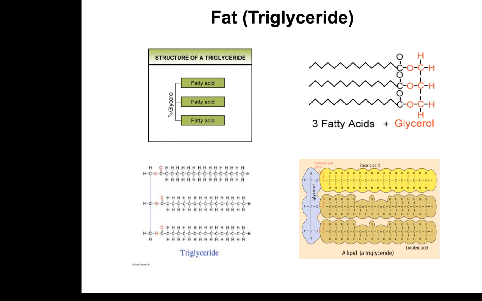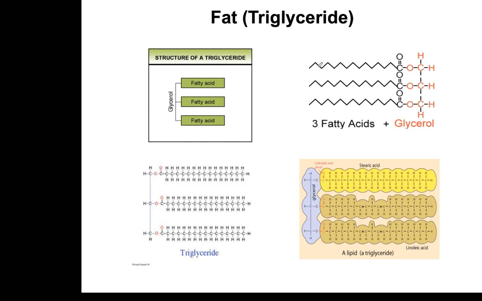Glycerol has 3 carbons. Each carbon of glycerol links with a fatty acid. So this is the glycerol molecule. You can see 3 carbons, and each carbon has a fatty acid connection. Triglyceride has 3 fatty acid chains. This fatty acid is composed of many carbons and hydrogens. Therefore, we call it a fatty acid chain. It is pretty long.